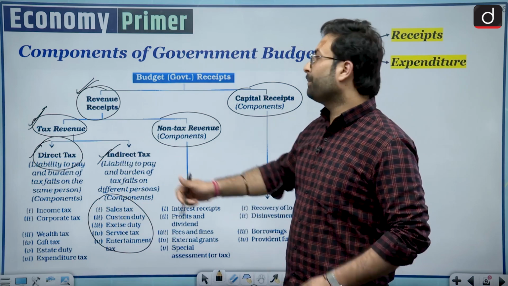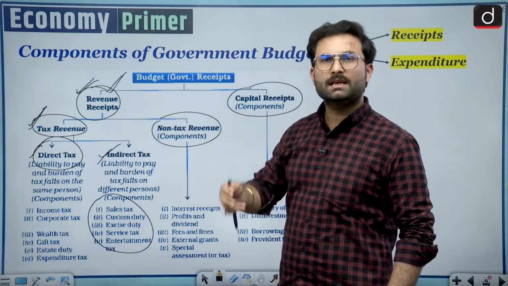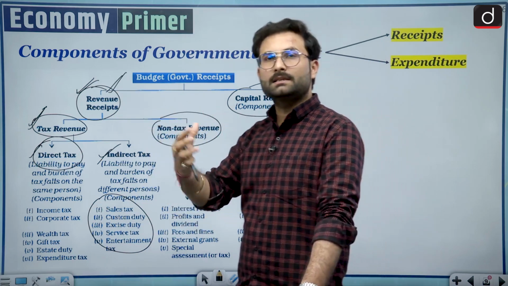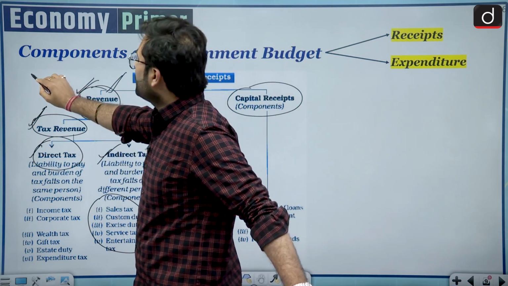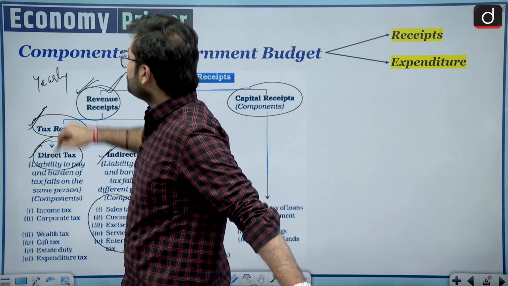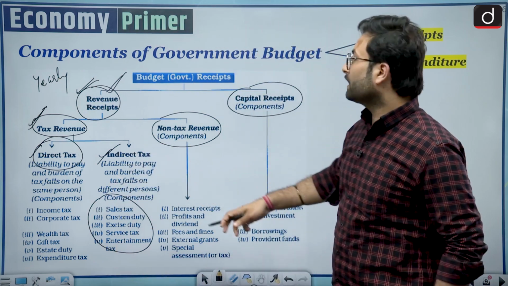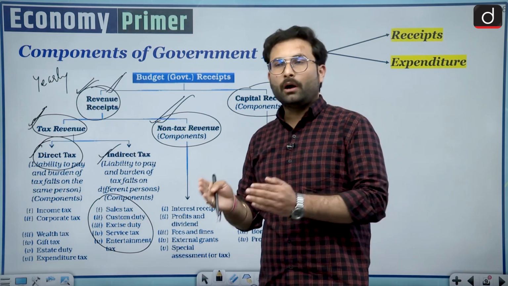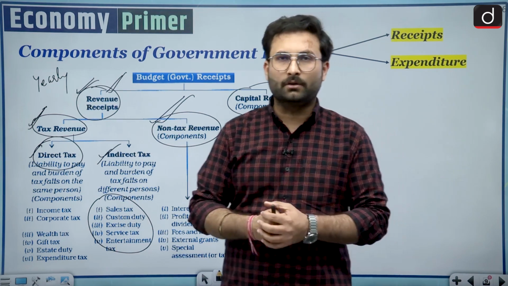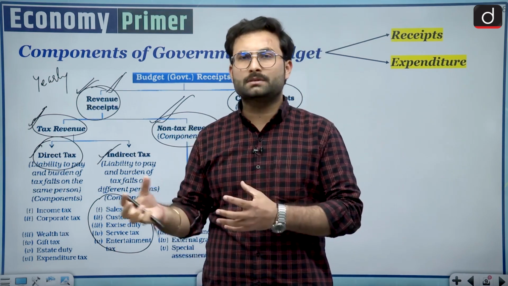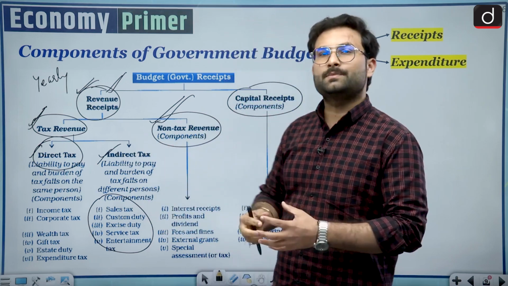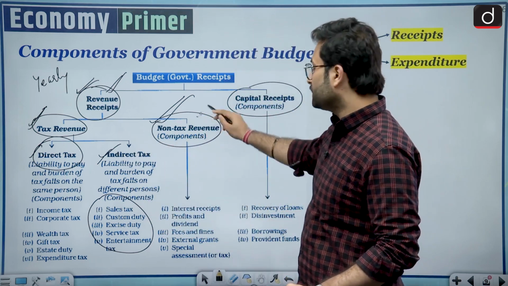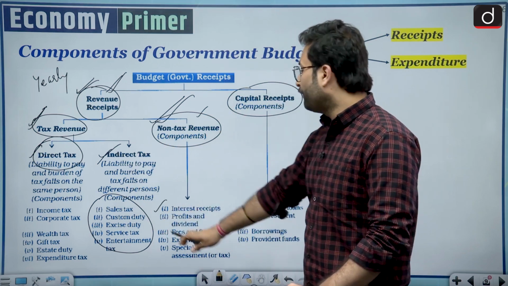Tax revenues are part of your revenue receipts, because government is getting these revenues on a yearly basis. And when we come to non-tax revenues, these are nothing but whatever government is getting outside of tax. For example, if government is imposing some kind of fees, all these aspects are covered in non-tax revenues. Here you can see interest receipts, profit and dividends.